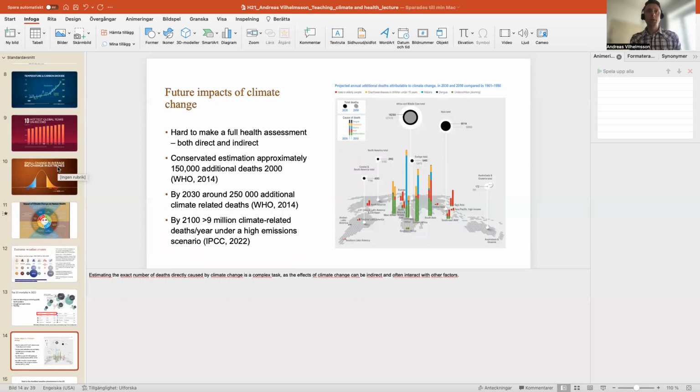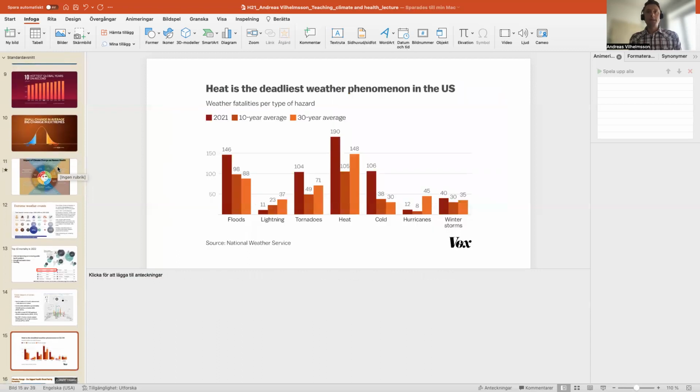And if we look at the future impact of climate change, these will certainly increase. And as WHO now have made some calculation that by 2030, around 50,000 additional climate-related deaths will happen. By 2100, they can be over 9 million climate-related deaths for 1 year if we follow a high emission scenario. And as I said, it's very apparent also that heat is, for instance, this in the US, the deadliest weather phenomenon.